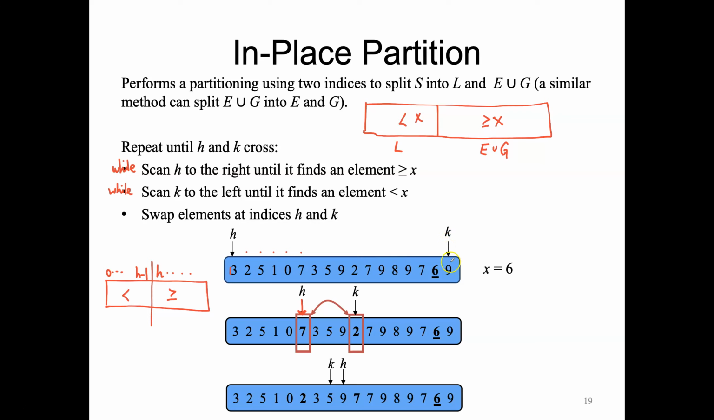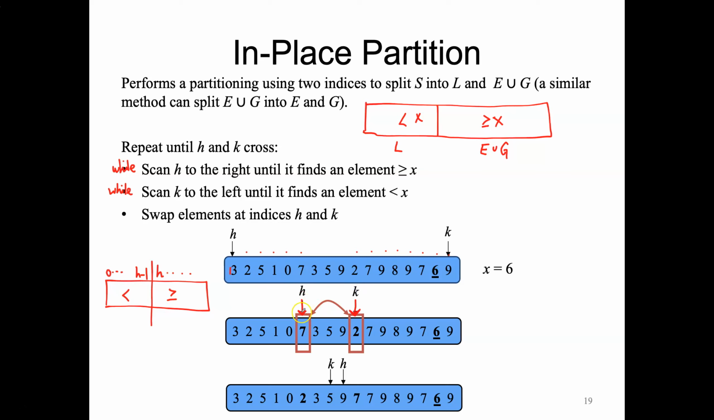So starting at the end here, we compare 9 to our pivot. It's greater than or equal to our pivot, which is good. That means it belongs on the right side. Now we decrement k. We compare to our pivot. It's greater than or equal to our pivot, which is good, which means it belongs on the right side. And we keep decrementing k until k is pointing to a value which is less than our pivot, which means it doesn't belong on this right side. Instead, it belongs on this left side. So we stop decrementing k here.